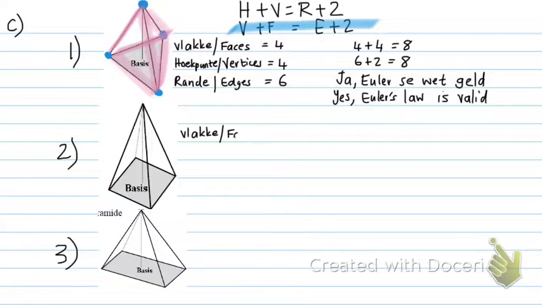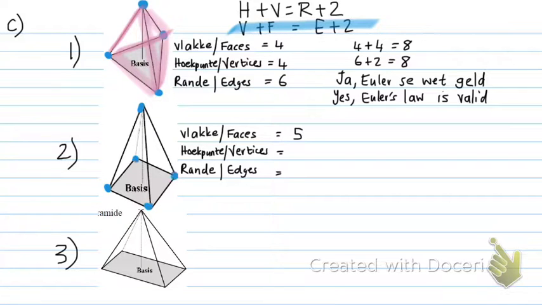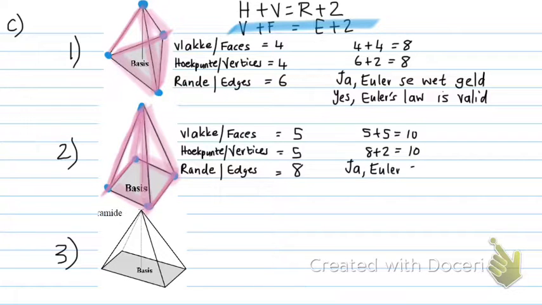Then I do the same for the square pyramid. I check how many faces, how many vertices, and how many edges it has. So the faces is 5. The vertices 1, 2, 3, 4, 5. And the edges 1, 2, 3, 4, 5, 6, 7, 8. 8 edges. Now I have to verify the law. 5 plus 5 is equal to 10, and 8 plus 2 is also equal to 10. So yes, Euler's law is valid.